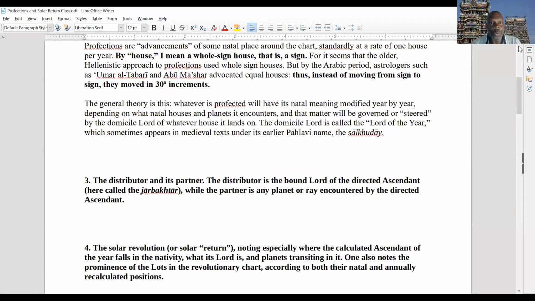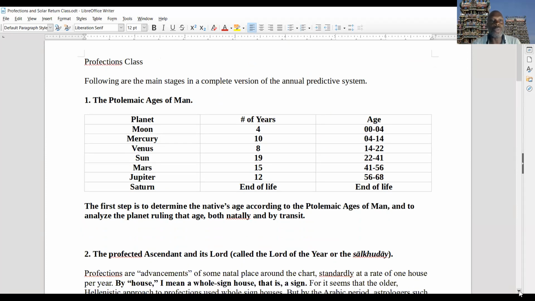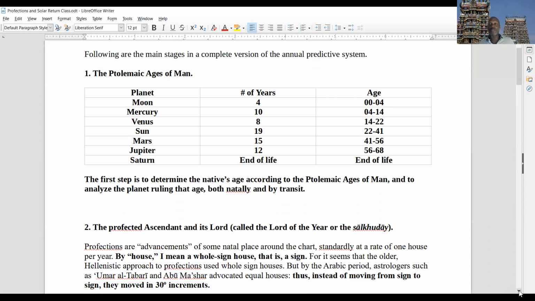Okay, so welcome to Profections and Solar Return. I felt more open to teaching it after having done two solar returns. I did a solar return for Natalie, who's been coming to the Sundays, and then I did a solar return for Anna, who has also been coming to the Sundays. And for both of them, I used this translation by Benjamin Dykes called On Solar Revolutions by Abu Mashar.